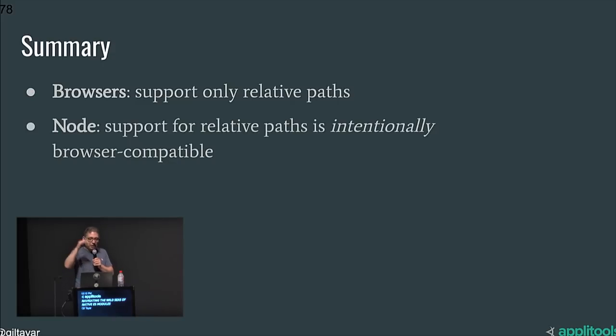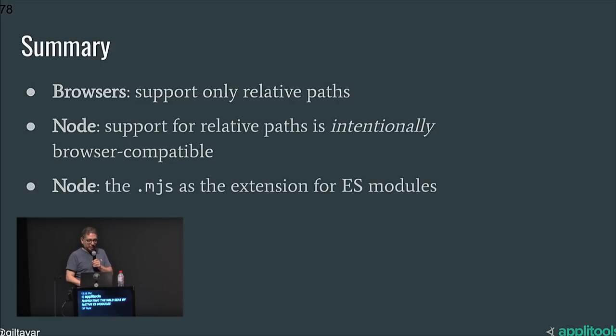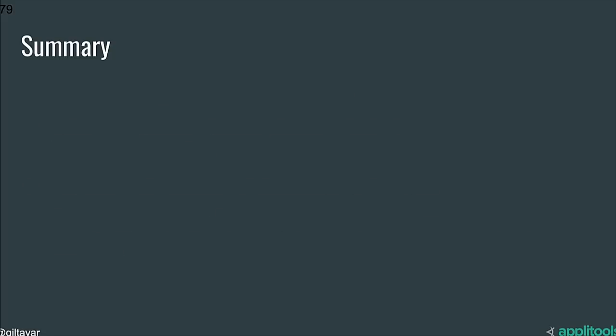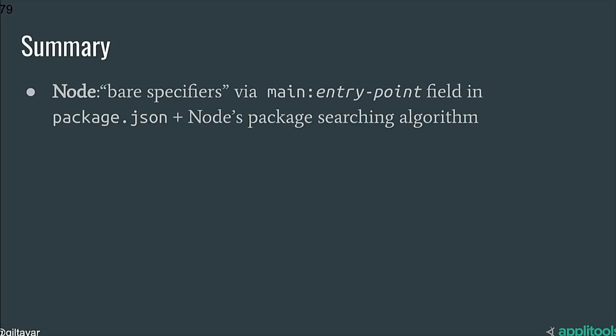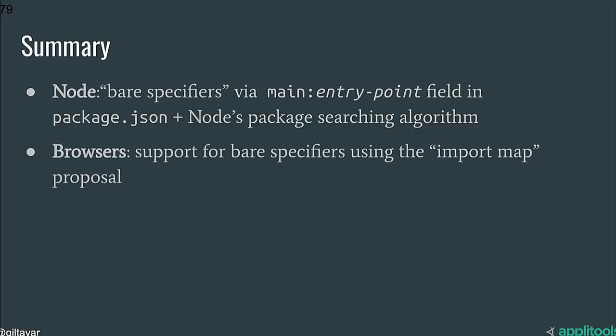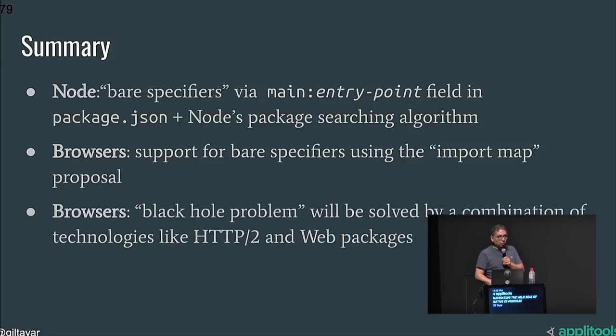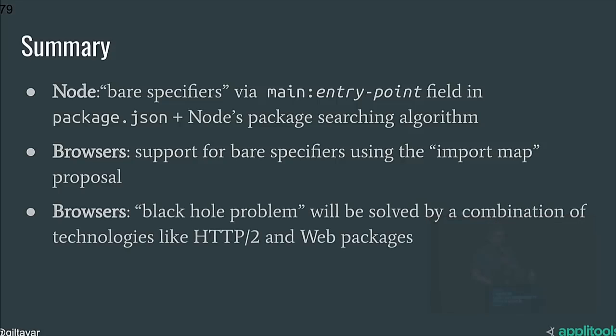Node's support for relative paths is intentionally browser compatible. So it uses extensions, it uses MJS. But if you really love your JS, use type module in the package.json. Bare specifiers are there in Node. Support for bare specifiers in the browser will be coming, hopefully using the import map proposal. And the black hole problem is a problem now, but it probably will be solved by technologies such as HTTP2 and web packages.